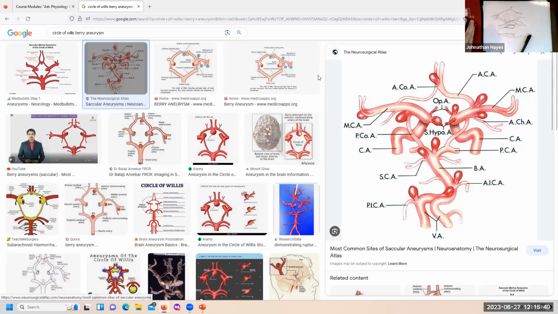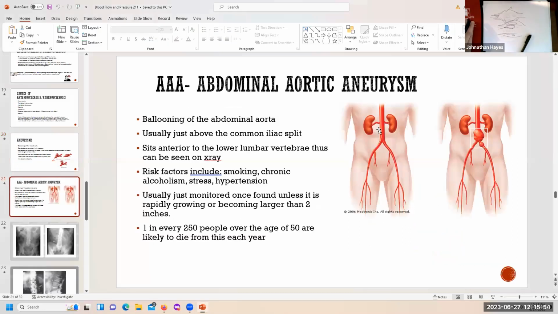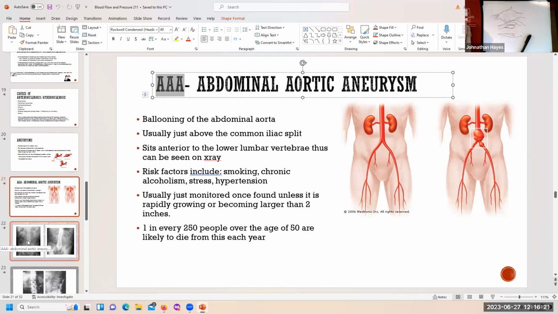Another big one where we get aneurysms is the abdominal aorta, usually right below the renal arteries, right before you get to the common iliacs. And again, you can get aneurysms anywhere, but these are the ones that we worry about most. These are the ones that commonly pop up, right? So 1 in every 250 people over the age of 50 is likely to die from this each year. That's a lot. Abdominal aortic aneurysms used to be the 6th most common way people died, and we've gotten a lot better at screening for them now.